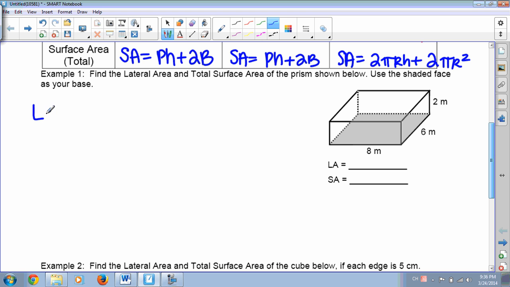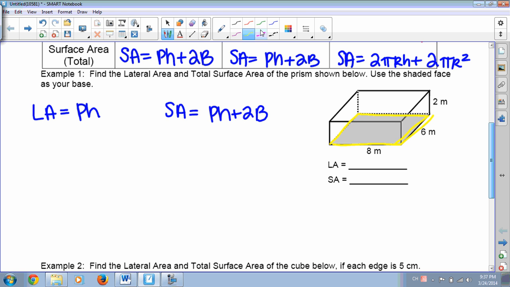Okay, so first thing I'm going to do is write my formulas. Lateral surface area of a prism is big P times H, the perimeter of the base times the height of the prism. The surface area is big P, perimeter of the base, times the height of the prism, plus 2 times the area of the bases. So before I do anything, I have to find the perimeter and the area of the base. Well, the base is the shaded region, which is a rectangle.